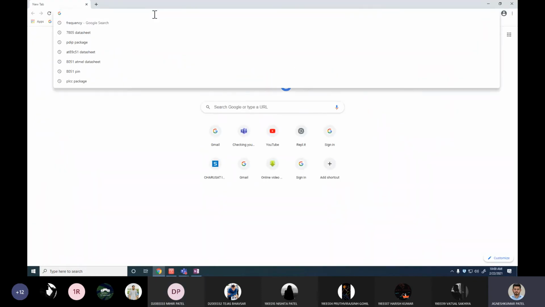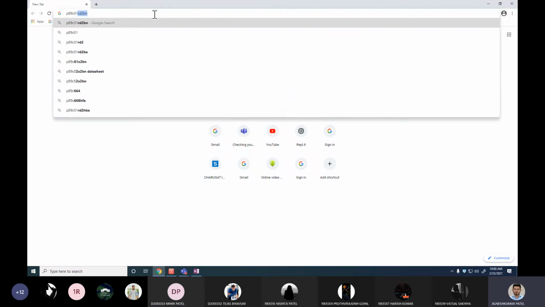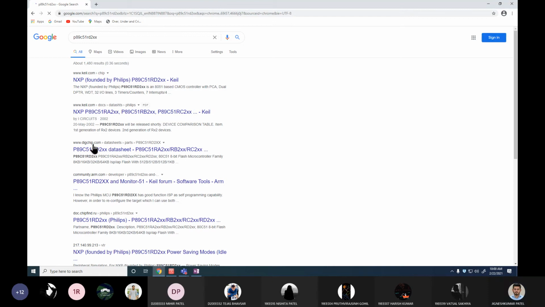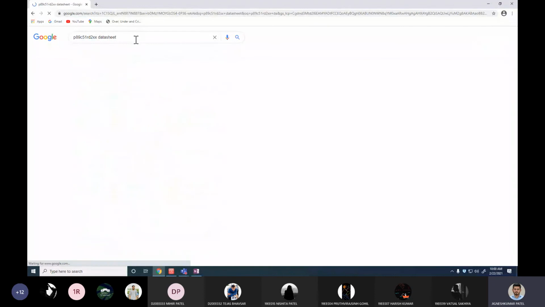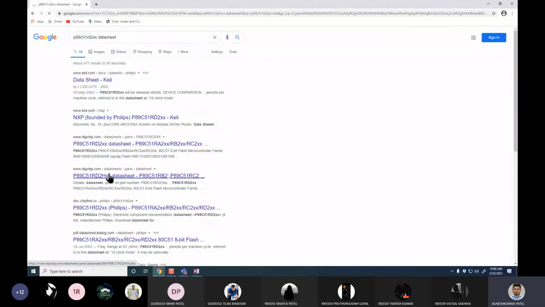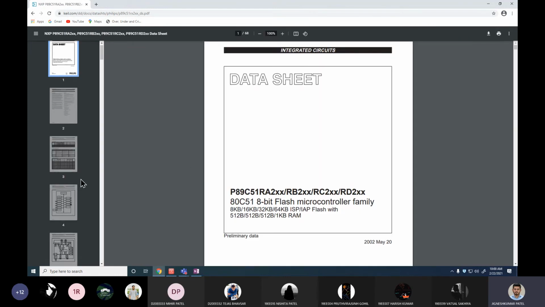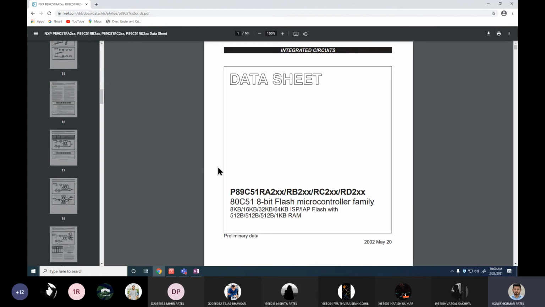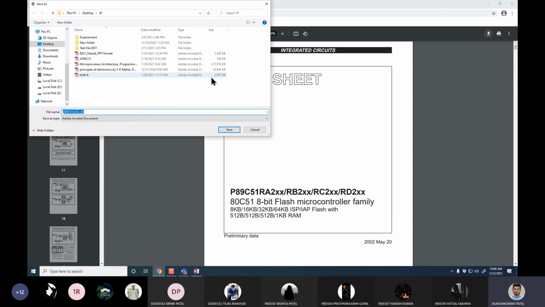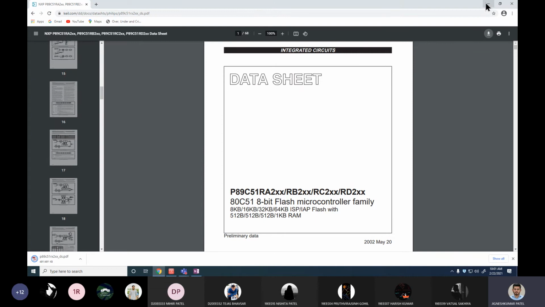Now I'm going to show you one more data sheet. I'm going to share this data sheet with you too, so nothing to worry. And the thing that I want to show you is, yeah, correct, save it over here.